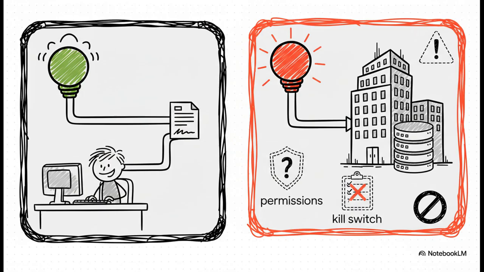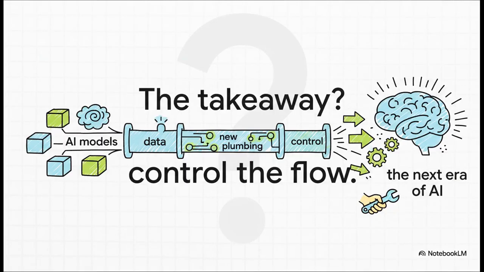Now, for the enterprise folks, it's a flashing red light. I'm serious. Proceed with extreme caution. The plumbing works, sure, but that critical governance layer just isn't there yet. We're talking no native audit trails, no centralized kill switches, no standard permission models. You are not ready to deploy this in a serious production environment. Not yet.